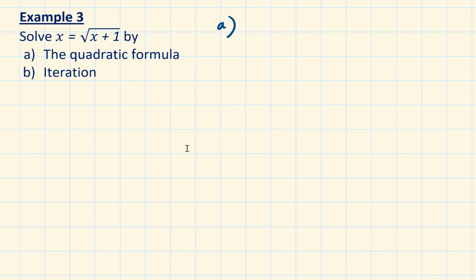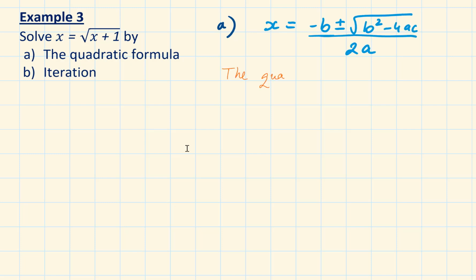Let's look at a more challenging example. Example 3. Solve x = √(x + 1) by the quadratic formula and then solve it by iteration. Let's write out the quadratic formula: x is equal to minus b plus or minus the square root of b squared minus 4ac, over 2a. The quadratic form can be written as ax² + bx + c.